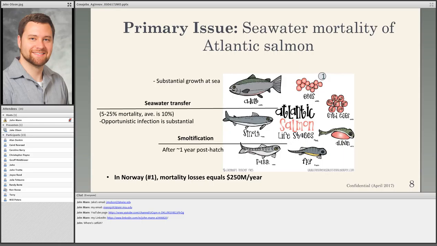So the real issue here is that once salmon are transported to sea, on average, about 10% of those salmon will die. And the major causal link seems to be opportunistic infection. So if we were to look at Norway, which is the number one Atlantic salmon producing country, the mortality losses for them equal about $250 million per year.